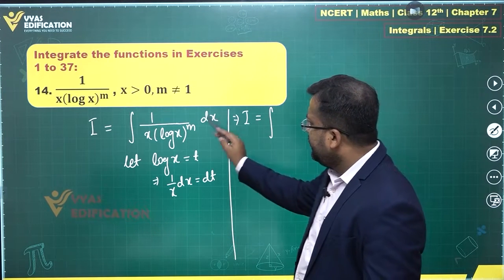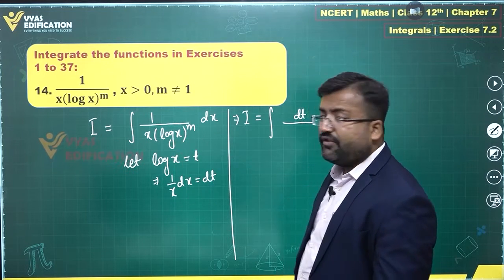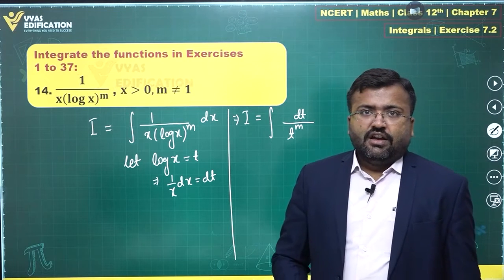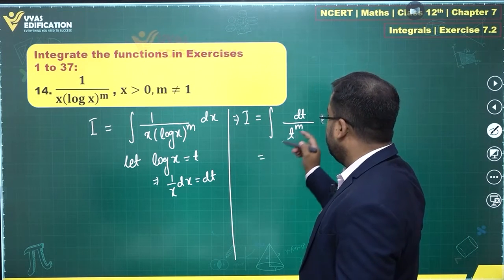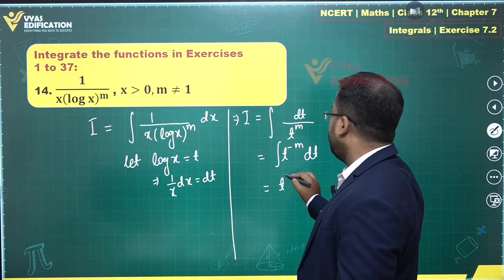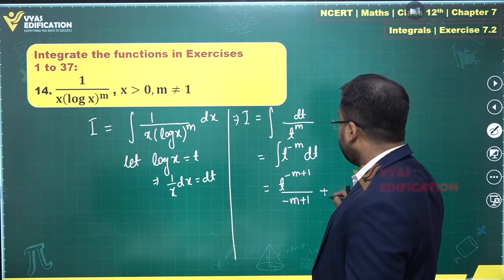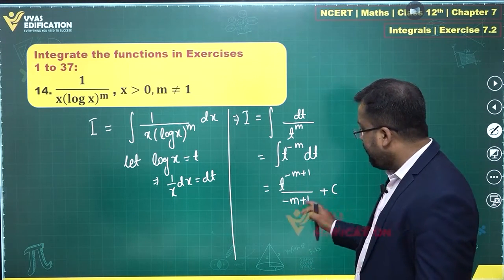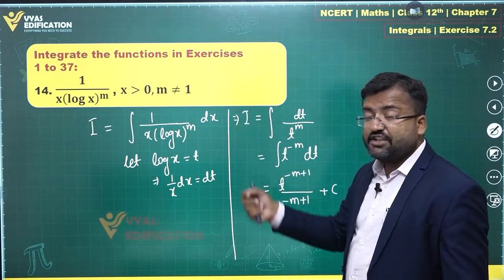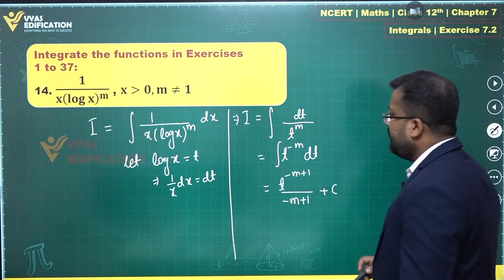integral of dx upon x. Dx upon x is dt, that is in the numerator, and here in the denominator you have log x which is t power m. Now t power m, this is t power minus m dt integral, which becomes t power minus m plus 1 upon minus m plus 1 plus constant of integration. Now this minus m plus 1 should not be 0, that's important, right? So m should not be equal to 1, that condition is already given. And why is that x greater than 0? So that log x is defined, right? That's the condition for that.